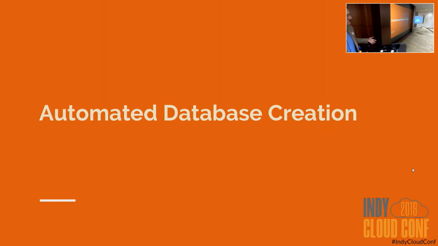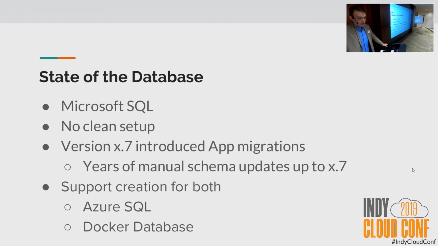Now on to the automated database creation. Like I said earlier, this was a Microsoft SQL Server. There was no real clean way to set it up. The major version 7 that we were on introduced proper application migrations, which is a great win. So we really needed to just get our scripts up to that 7.0 version, at which point the app could take over. Again, due to time constraints, we couldn't fix the application migrations to make them proper and go from scratch. And we wanted to support both Azure SQL databases as well as a Dockerized database.